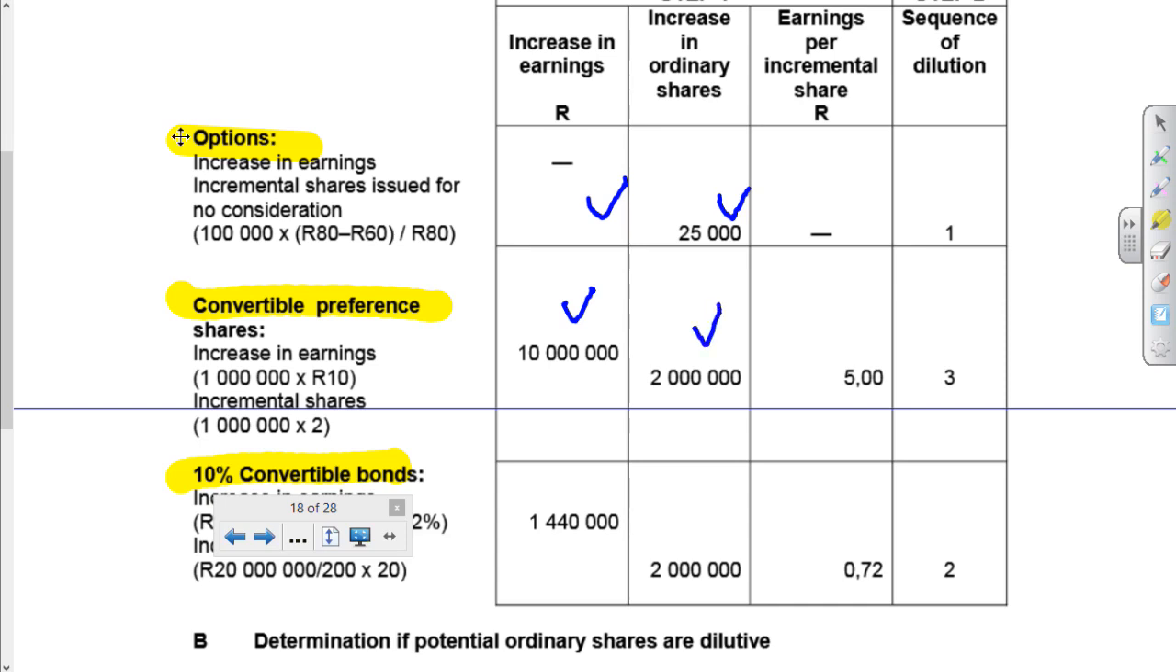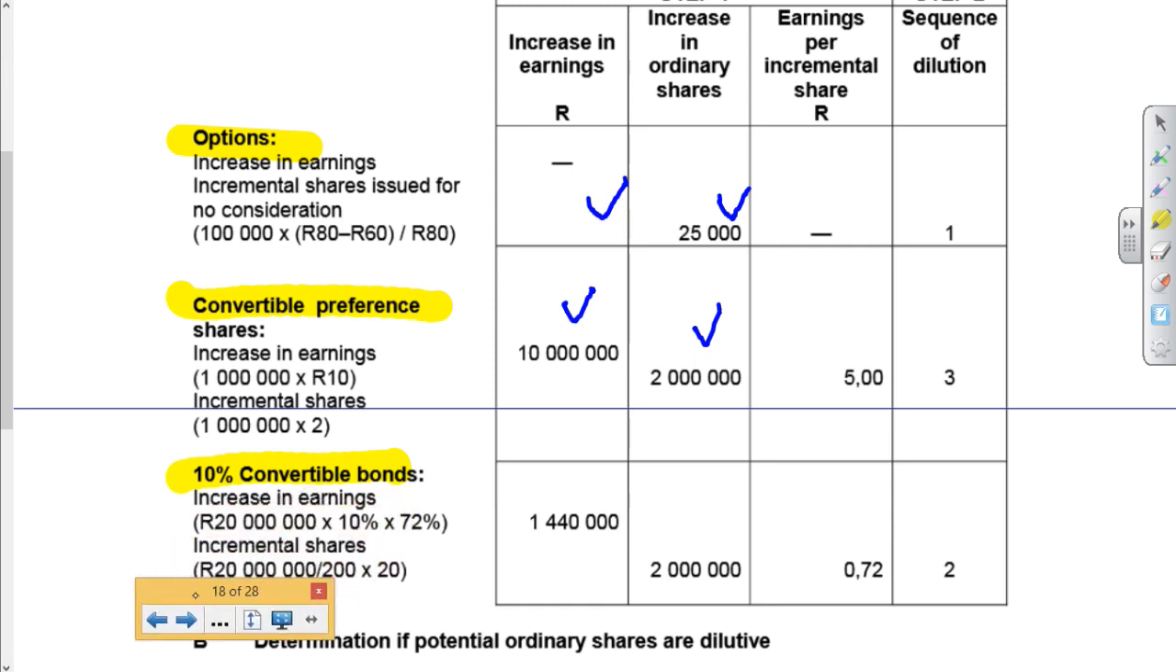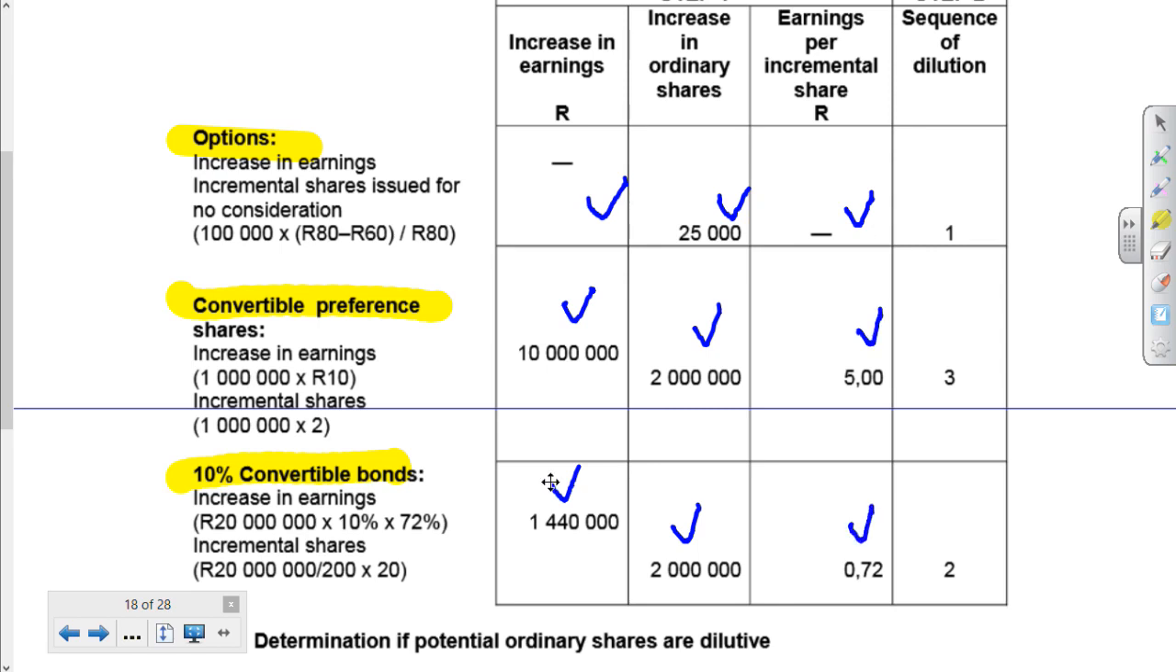This one was going to be 2 million times 72%. I presume that's the number. 2 million times 72, 1.44 million. It was also going to be 2 million shares. Yeah, 20. That one was a bit more work to work out, but it was also going to be 2 million. When we work out earnings per share for these, that one works out at 0, that one works out at 5 rand, that one works out at 72 cents.